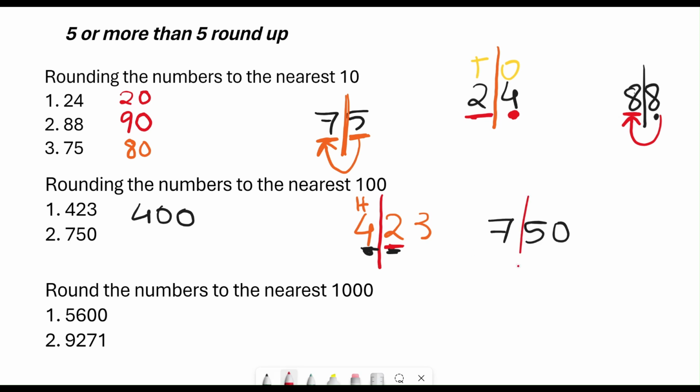So for example, take 750. Draw a line next to the hundreds place. Look at 5. 5, we round it up, so the 7 becomes 8.